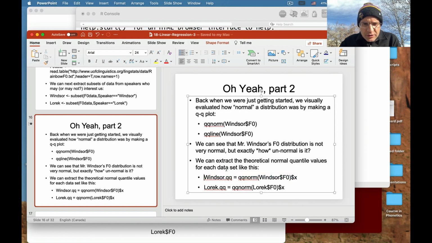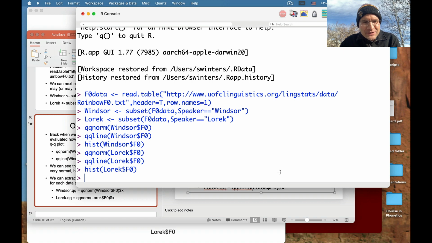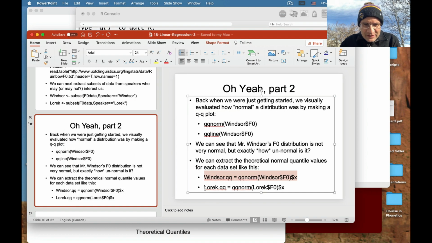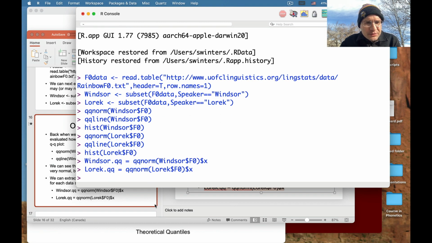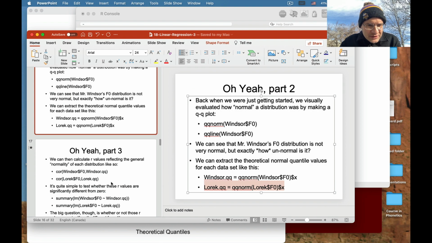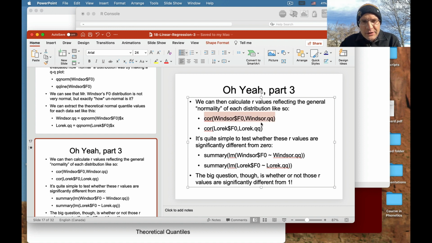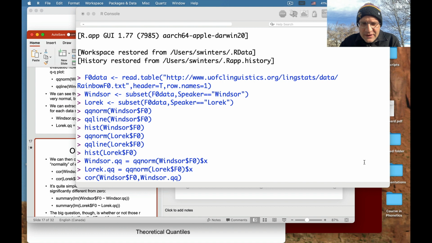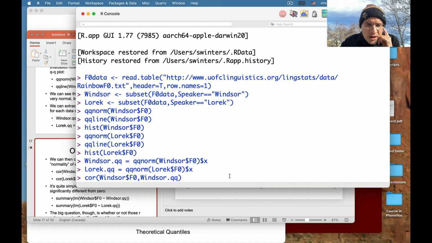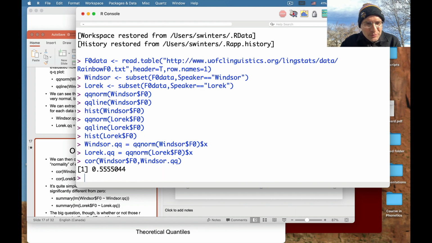So what we can do is extract the theoretical normal quantile values for each data set like this, which is basically the expectations of where we think these data points would be if this actually was a normal distribution. We'll do it for both Joey and Zaskia, or Mr. Windsor and Ms. Lorick. And then we can calculate the correlation between the observed values and the expected or theoretical quantile values using the correlation command like this. This will give us basically a way to quantify this feeling we have of how normal this distribution is.